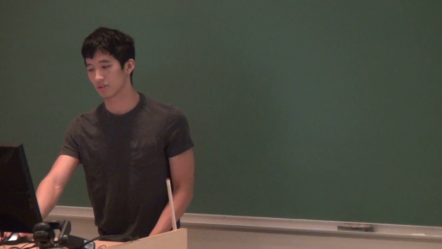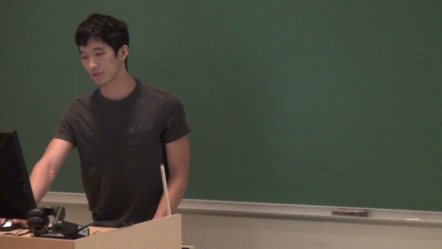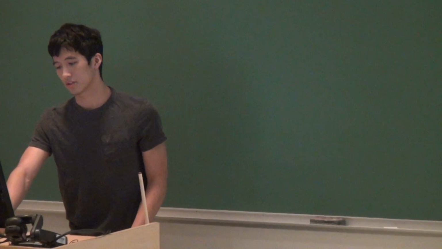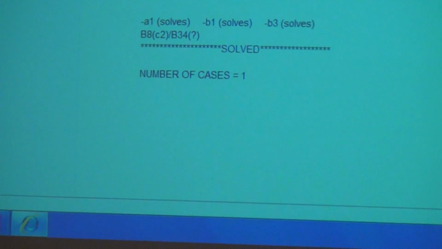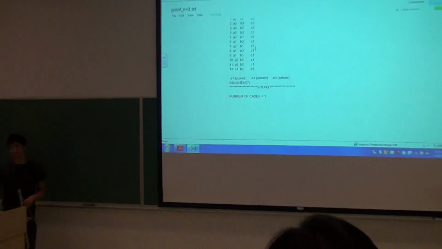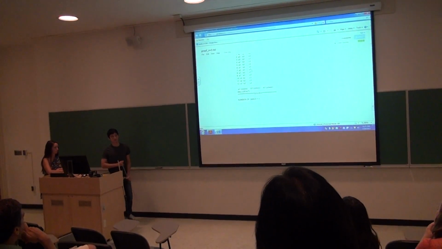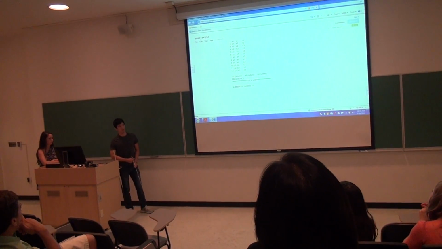So it keeps doing this, and eventually it proves the conjecture, and it ends up with 38 bases and 12 rainbow bases. So that's the entire proof of n equals 3. All you do is apply the basis exchange property over and over again.